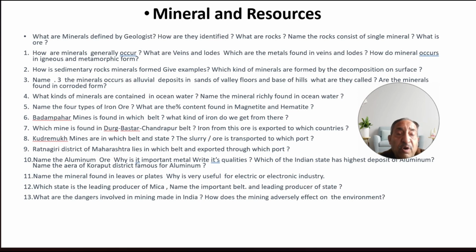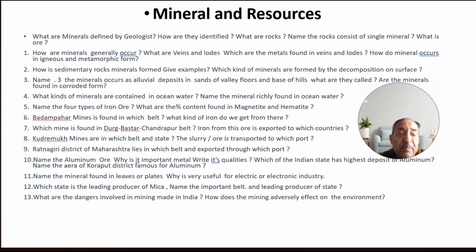Ratnagiri district of Maharashtra lies in which belt and exported through which port? Name the aluminium ore which is important metal, write its quality. Which of the Indian state has the highest deposit of aluminium? Name the area of Koraput, Koraput district famous for aluminium.